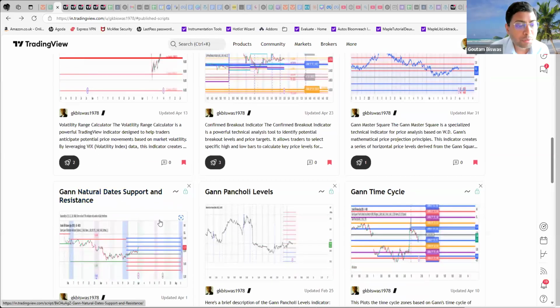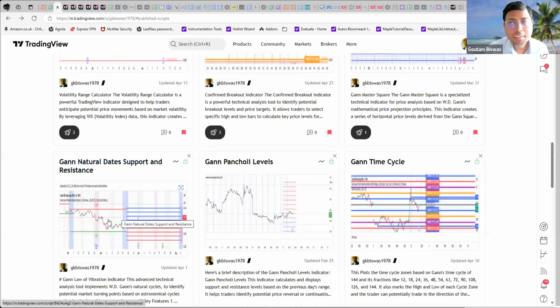Again, natural dates, support and resistance. This is based on the sun cycle. What this indicator does is divide the year according to the sun cycle. There are 4 major seasons, as we know, and that is also based on the sun cycle. We have spring, which is the starting season, then summer, then autumn, followed by winter. Each season is roughly 90 to 92 days, and half of a season is around 45, 46 days. So there are about 8 half seasons in a year.